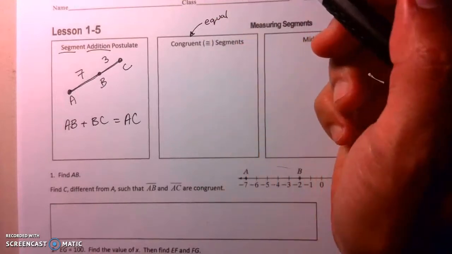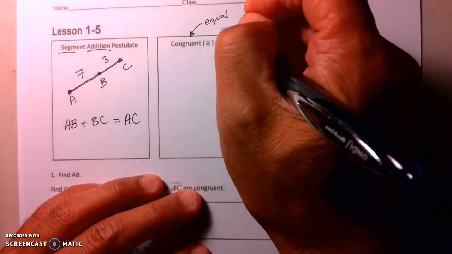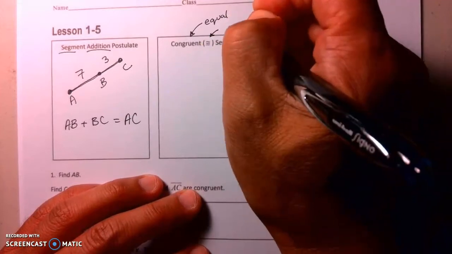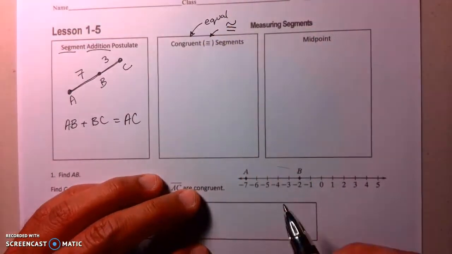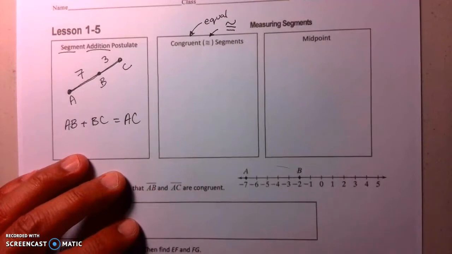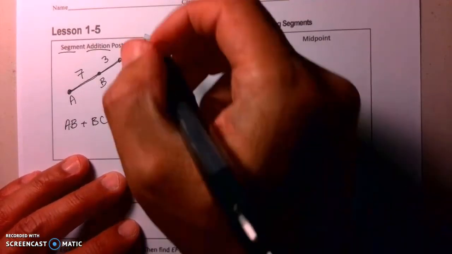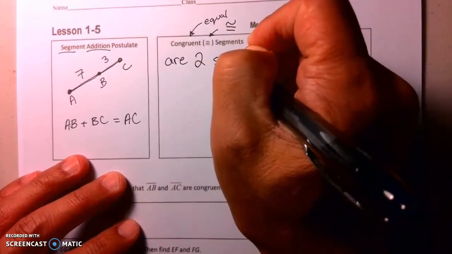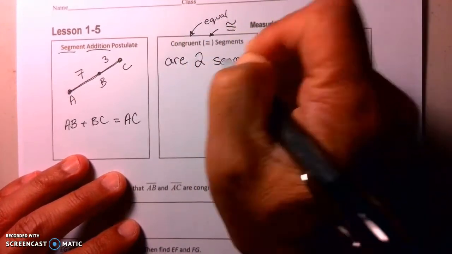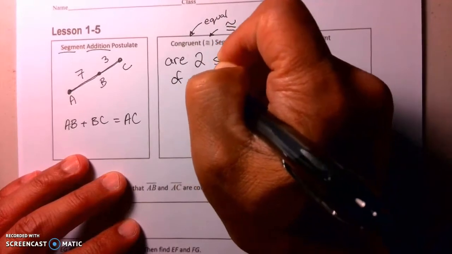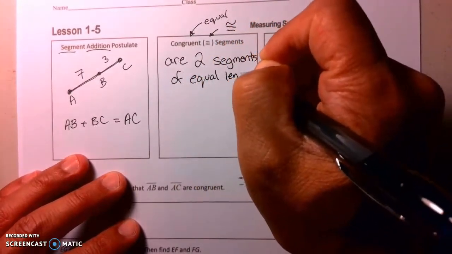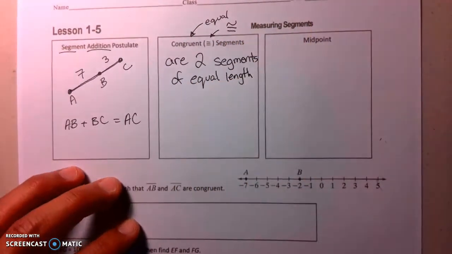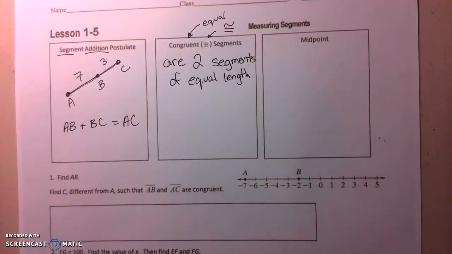Equal is when just 2 numbers are equal. You're going to see this symbol here. It's an equal bar with a little squiggle above it. That is the congruent symbol. Congruent segments are 2 segments of equal length. So if I measure one segment and it's 5 inches and I measure another one and it's 5 inches, that would be considered congruent segments.